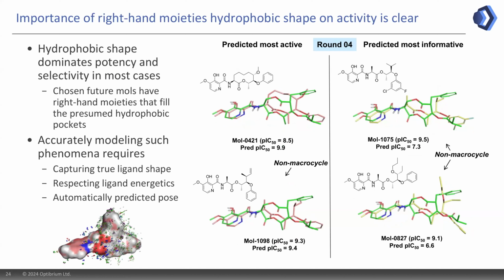Interestingly, we also notice, if you look at the right-hand side of these overlays, that hydrophobic shape is dominating the potency of these molecules. And we have seen this with other targets as well. This is important because other machine learning methods can overweight polar interactions, but in our experience, the hydrophobic interactions tend to dominate the activities of many sets of molecules.